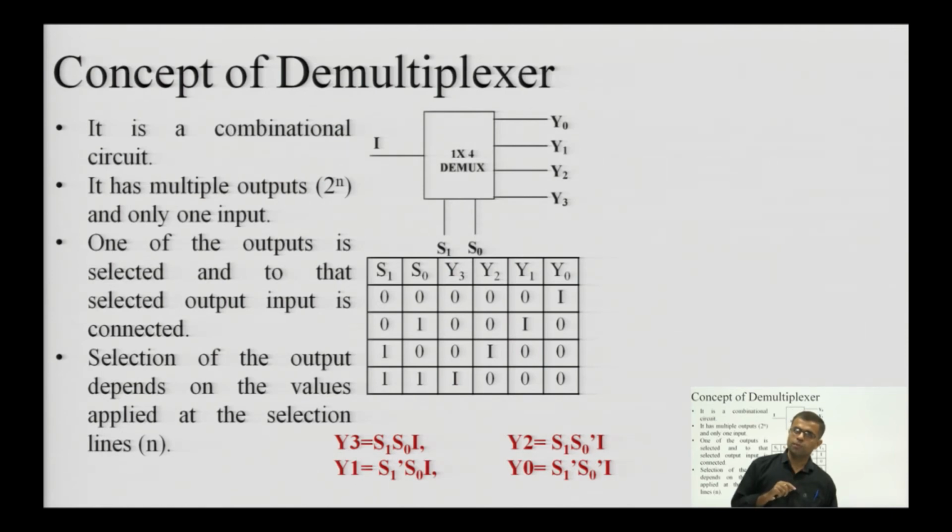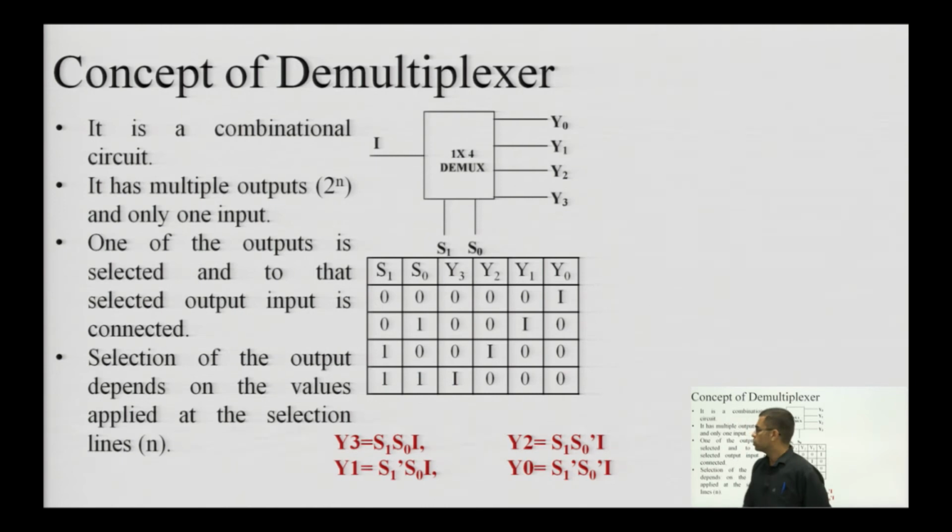In multiplexers one of the inputs was selected, and in the case of a demultiplexer one of the outputs will be selected, but the flow will still be the same. Thus, in a multiplexer the selected input was connected to the output, but in a demultiplexer my single input will be connected to the selected output, and this selection will be done with the help of select lines.